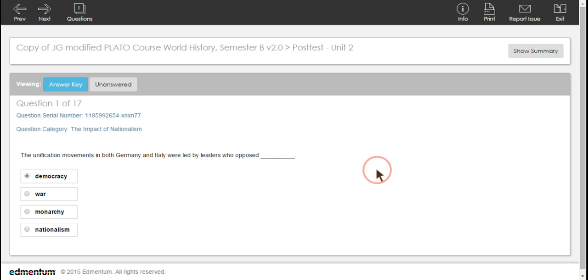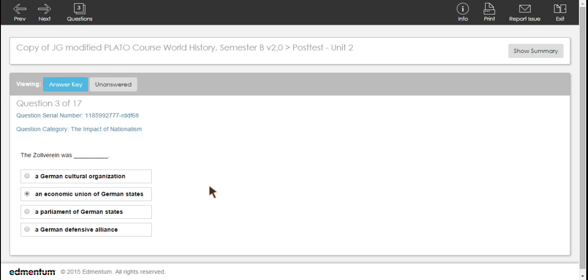Let's begin. The unification movements in both Germany and Italy were led by leaders who opposed democracy, war, monarchy, or nationalism. In this case, the correct answer is democracy. The nation in Europe that was the greatest obstacle to both German and Italian unification was Russia, Austria, France, or Great Britain. Correct answer is Austria.